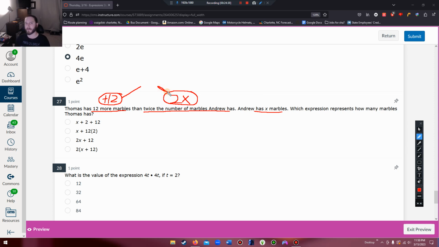What order does it make sense to put it in? Well, it seems like it would make a lot more sense to have the 2x in front and have the plus 12 in the back, which is exactly what option choice C was trying to accomplish.